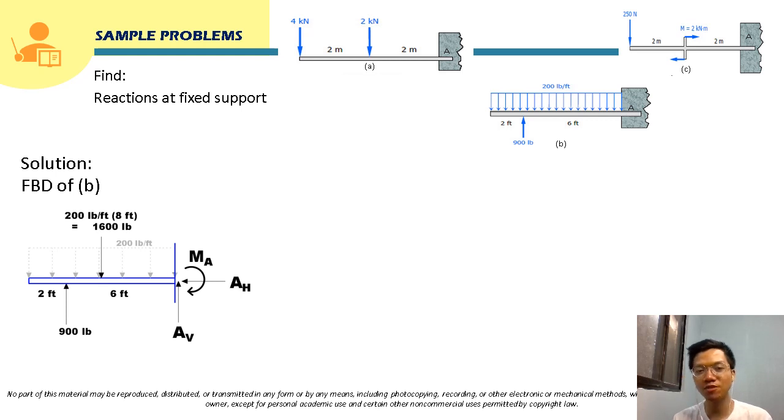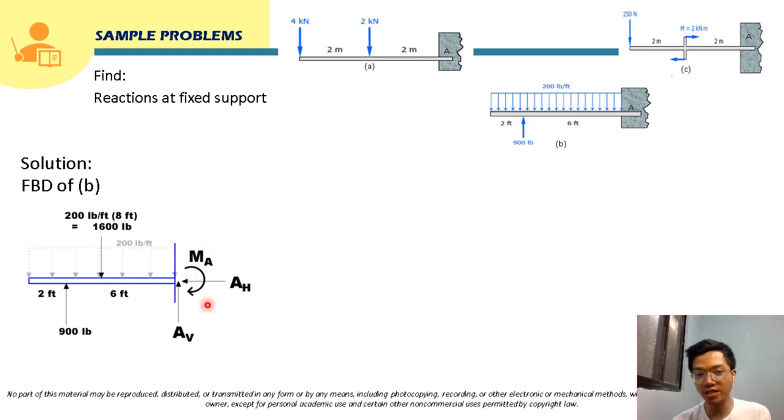So again, its free body diagram, okay, for the reactions that are provided by this fixed support. So there will be 3 reactions here. So there will be one vertical reaction. We will name it as AV. We also have here one horizontal reaction and we will name it as AH. And we also have here a reaction moment and we will name it as MA. So we will just assume that it is clockwise.